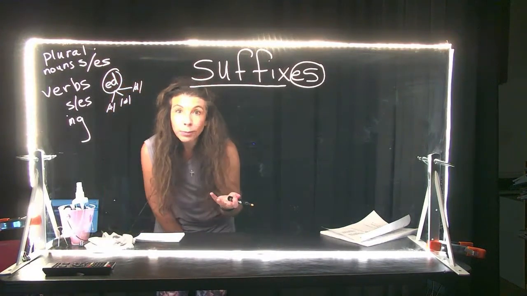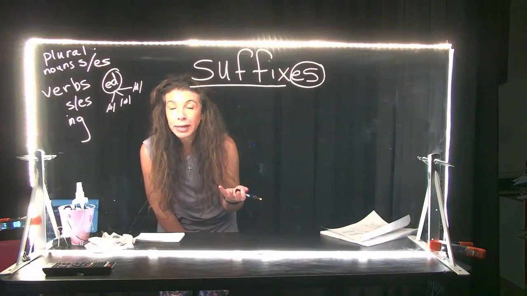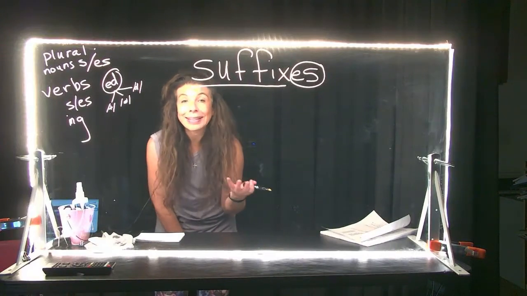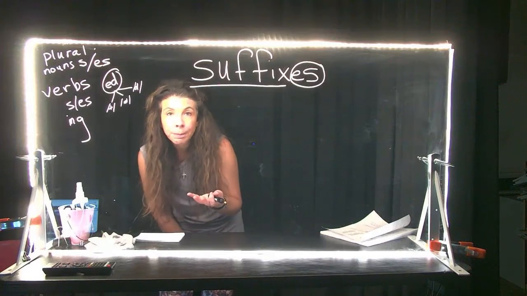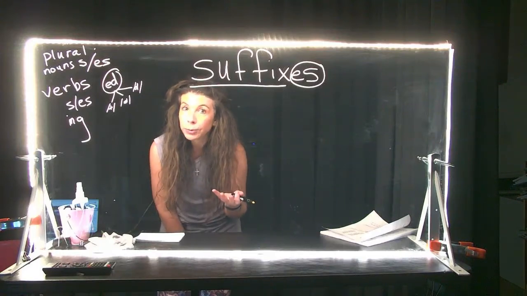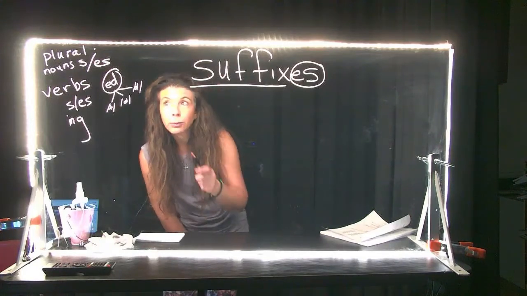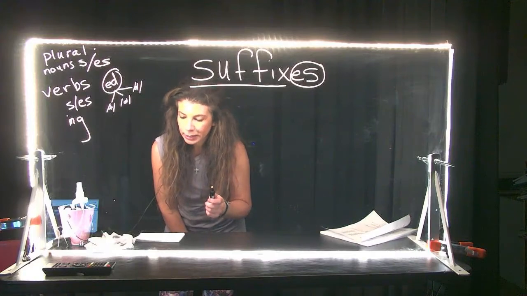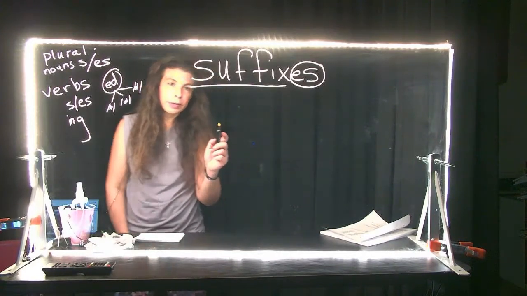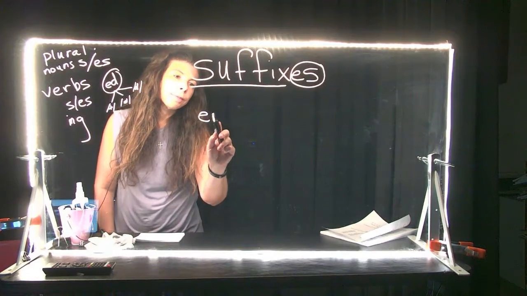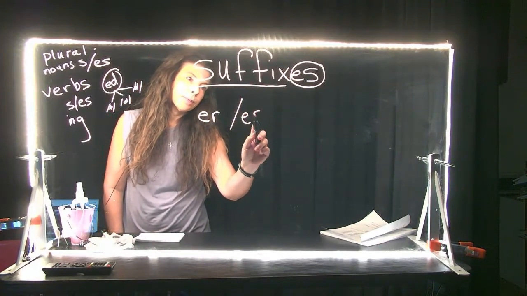We learned that sometimes very few past tense words do end with T, like knelt, dreamt, kept, slept, but they're very few and far between. Usually, it will always end with an ED. So now we're going to move on to a couple other suffixes, ER and EST.